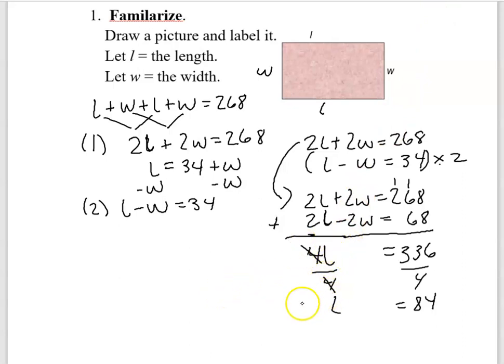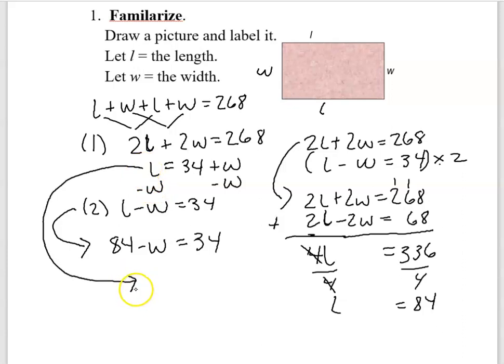Okay. And so now that I know what L is, I'm going to use this equation too, just because it's handy. I'm going to plug that in. 84 minus W is equal to 34. Also, this one would have probably been even better because it just says 84 equals 34 plus W. Both of them would work, but I just subtract 34. And 84, take away 34 is going to be 50. So W is 50.